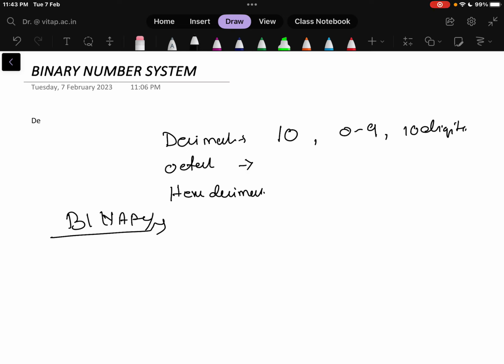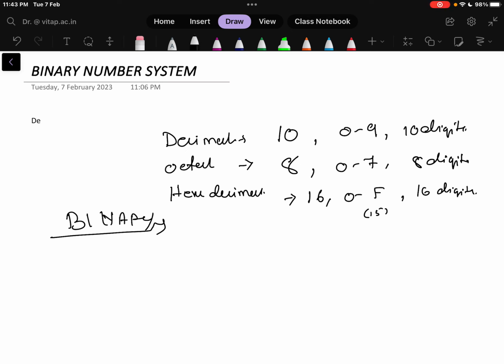Then octal comes from the word octa and it represents 8, that means 0 to 7 are the digits and it is an 8 digit system. Next, hexadecimal comes from the word hexa, which represents 16. So, here the digits are 0 to f, where a b c d e f represent 10, 11, 12, 13, 14, 15, and it is a 16 digit number system.